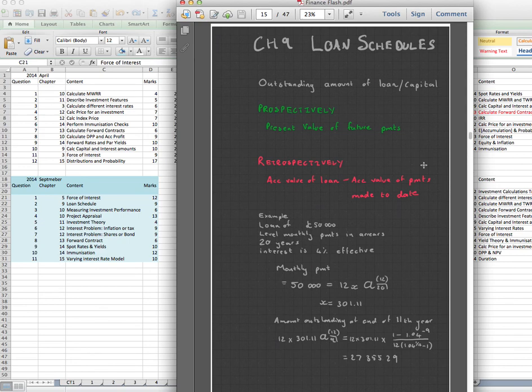One paper didn't have a question on it, so that's why the average marks is lower than 10. Essentially, there's two ways of finding out your loan capital. That is prospectively, the present value of your future payments, and retrospectively, where you accumulate the value of the loan and you accumulate the value of the payments made to date.